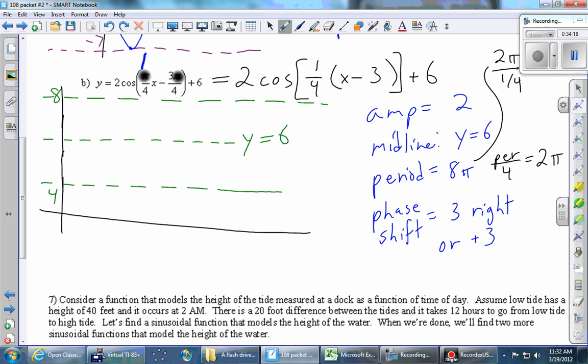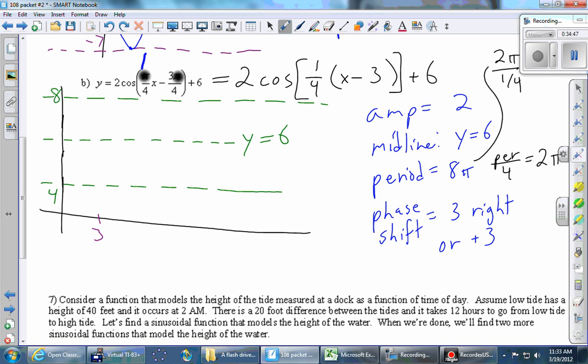Okay, let's think about my x's now. Normally, I want to think about my x equals 0 as my starting point, but everybody's been shifted which way? To the right by how far? 3. So instead of starting at x equals 0, I'm going to start at x equals 3. So let's try that here. So x equals 3 stays that one. And then my period over 4. Period divided by 4 is 2 pi.